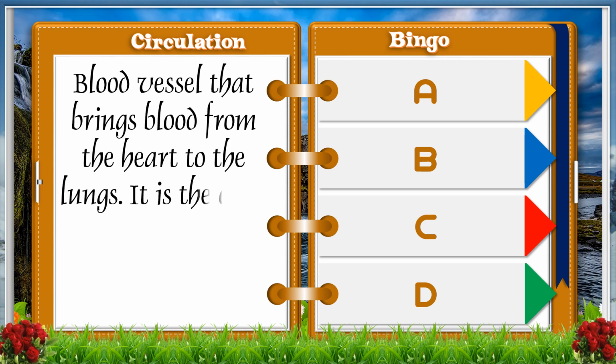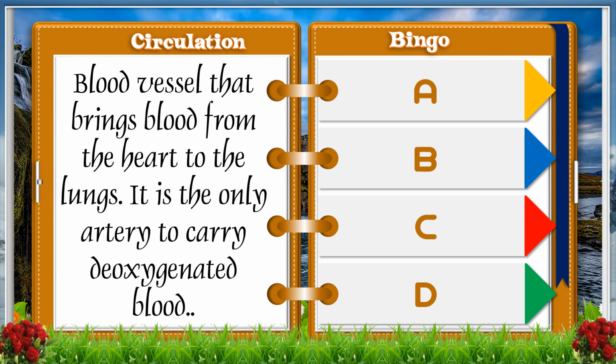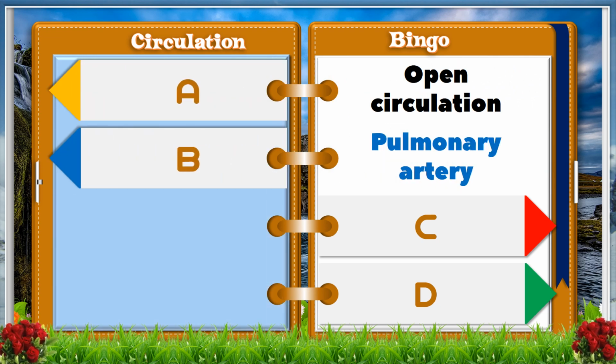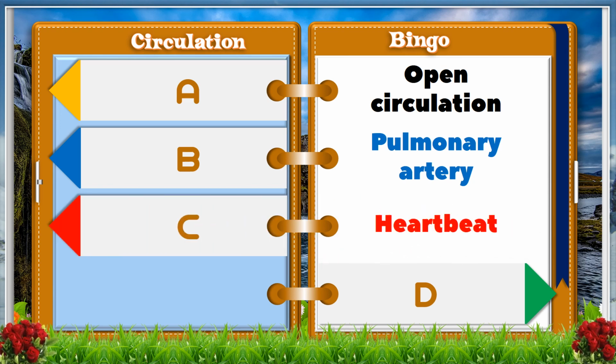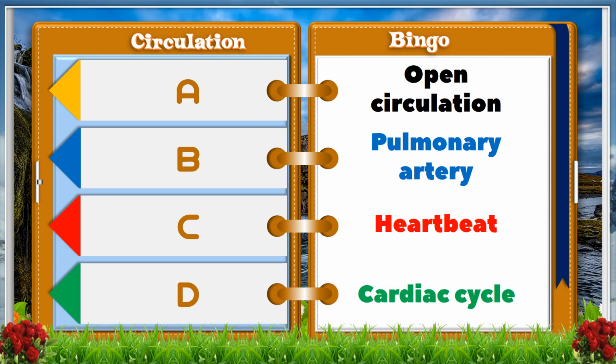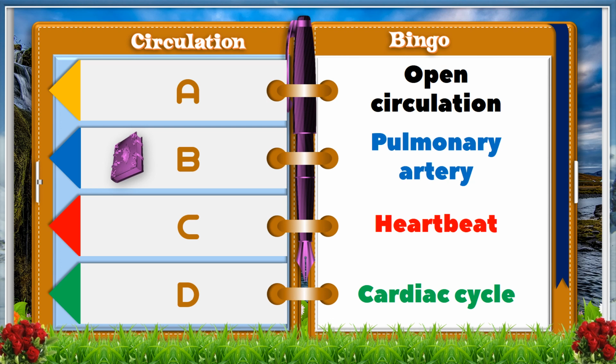Blood vessel that brings blood from the heart to the lungs. It is the only artery to carry deoxygenated blood. A. Open circulation. B. Pulmonary artery. C. Heartbeat. D. Cardiac cycle. And the answer is B. Pulmonary artery.